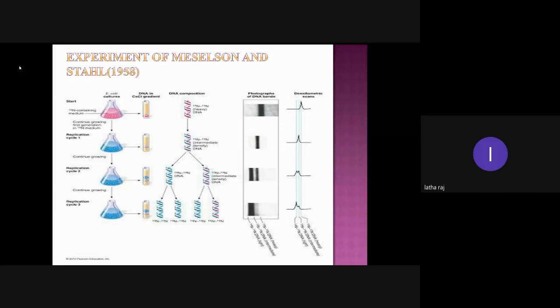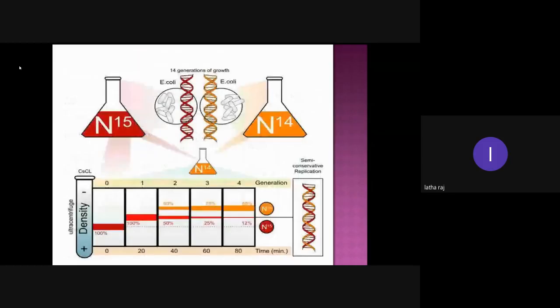These two media were mixed, and the cells were allowed to divide. DNA was extracted periodically, after 40 minutes. The extracted DNA has one strand with the nitrogen 15 isotope and the other strand with the nitrogen 14 isotope. So this experiment shows that DNA replication is semi-conservative. This picture clearly explains the semi-conservative replication of DNA.